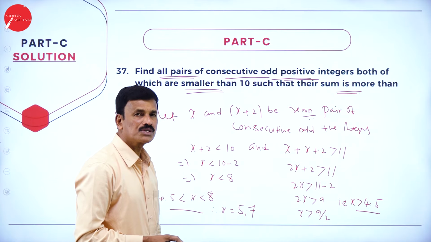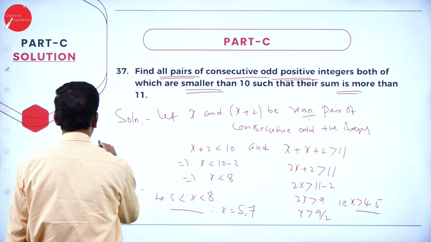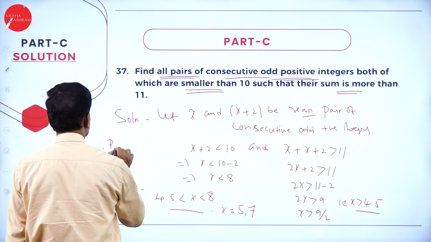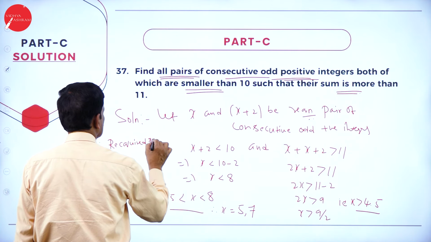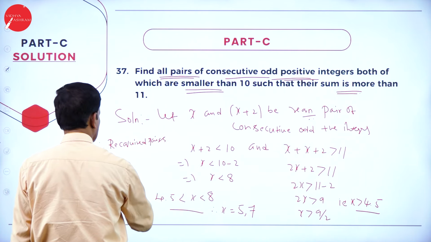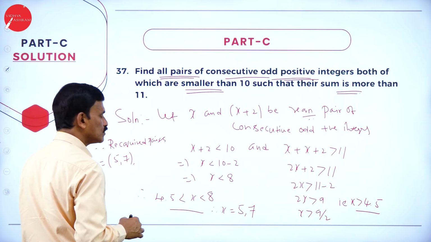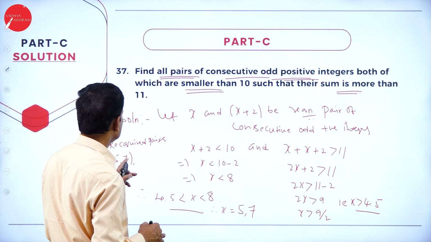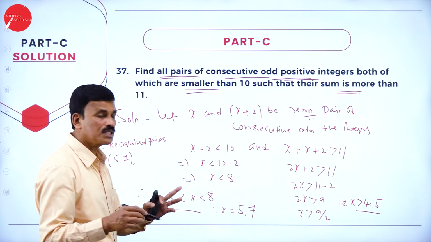x is 5, x plus 2 is 5 plus 2, which is 7, right. So therefore the required pair is 5 comma 7. If we add, what happens? 5 plus 7 is 12, so the sum is more than 11.